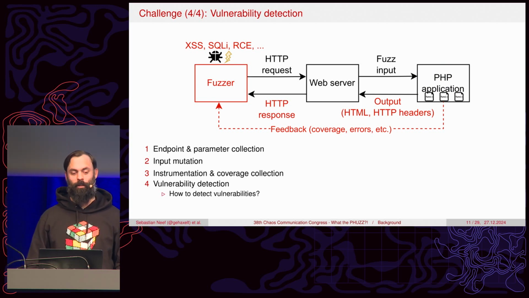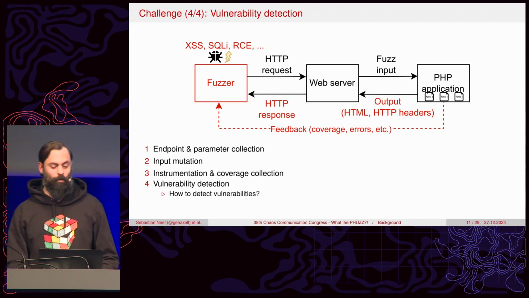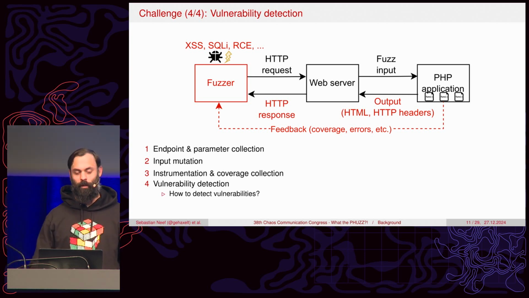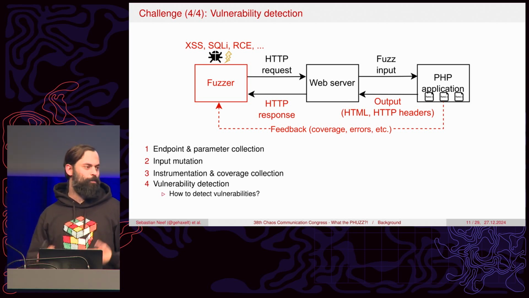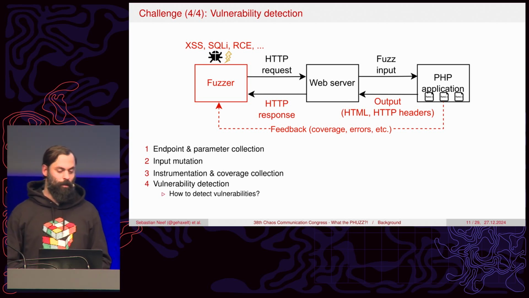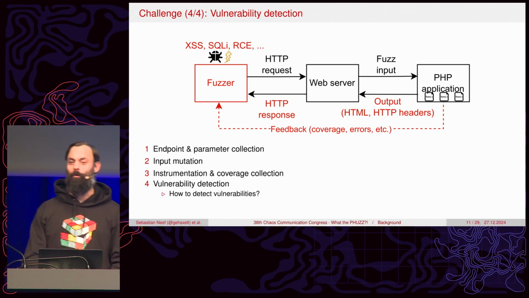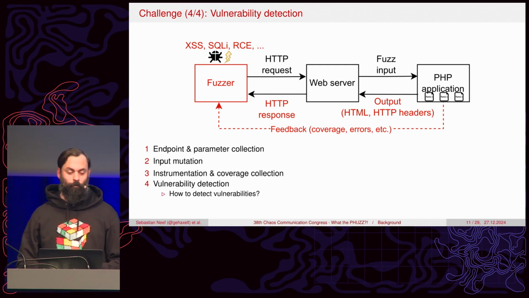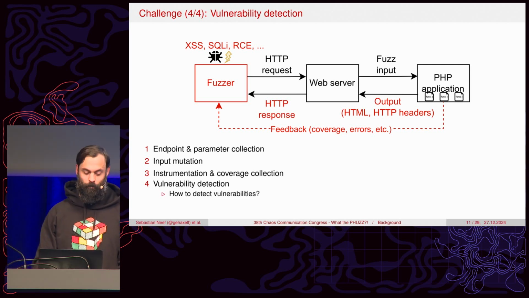And then the next part is the vulnerability detection. Once we have instrumented the application and we get back the HTTP response from the application to the fuzzer and even some feedback, how do we then detect the vulnerabilities? There might be different methods. We might be able to detect cross-site scripting from the HTTP response, but how do we detect SQL injection, remote code, or command execution? Because that happens on the web application. So we somehow have to get more information about these potential vulnerabilities to the fuzzer so it can detect them.